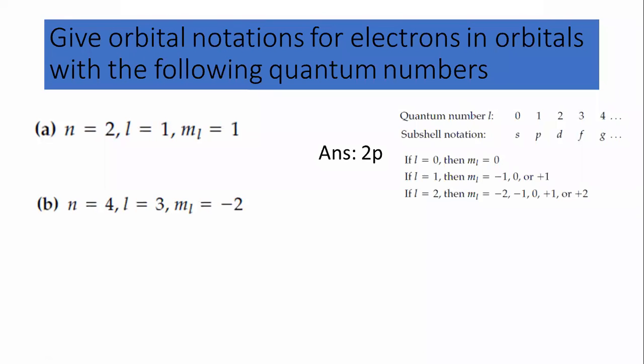Second, now I'm going to have you do it yourself. I will be calling a name and then I will get the answer from any one of you. So just do it yourself and wait for my call to a specific student. Here n is 4, L is 3 and ML is -2.